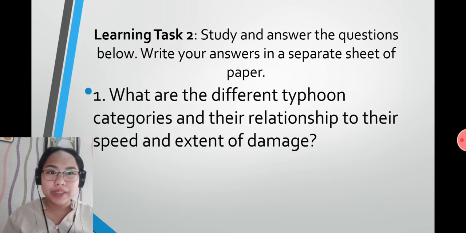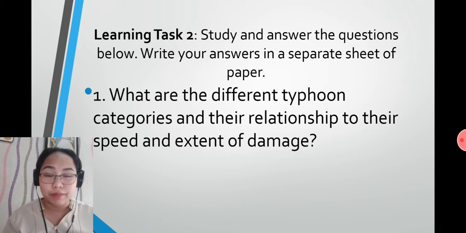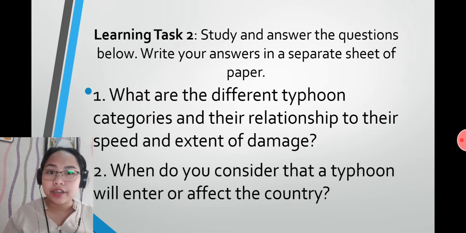A while ago, I was able to describe and explain it, so I hope you have your answer for question number 1. Next, number 2, when do you consider that a typhoon will enter or affect the country? You are going to write your answer on a separate sheet of paper. That is for learning task number 2. You're going to pass it on the retrieval day.